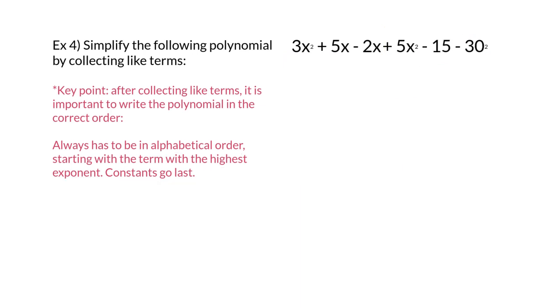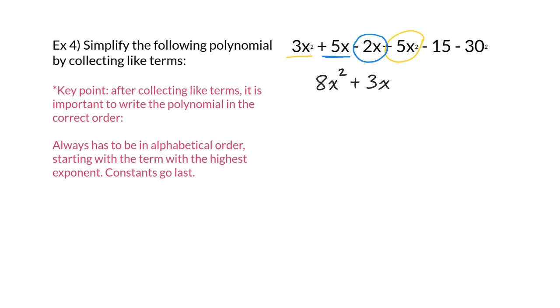Example 4 is asking us to do exactly the same thing. So let's get started. I have a 3x squared, looking for anything else that has an x squared. There it is. 3x squared plus 5x squared gives me an 8x squared. Next, I'm looking for terms that just have an x. Here it is. So positive 5x plus negative 2x is going to leave me with positive 3x.